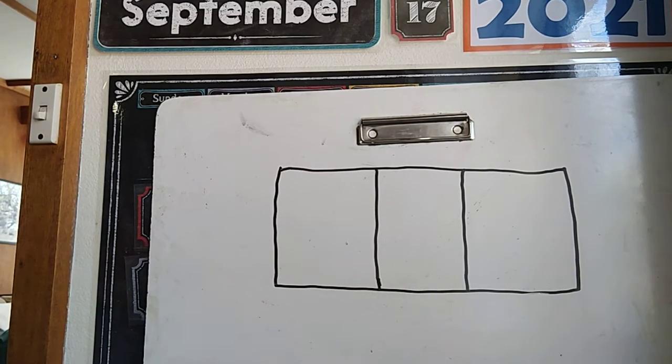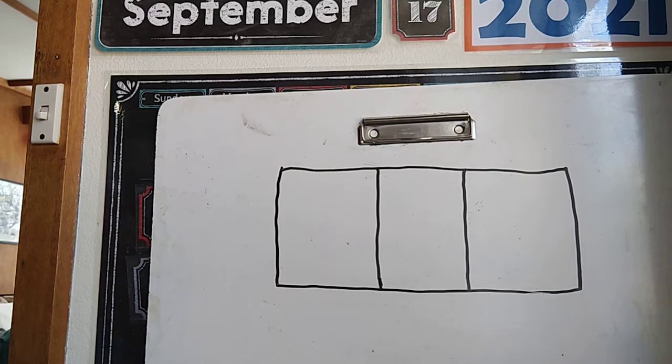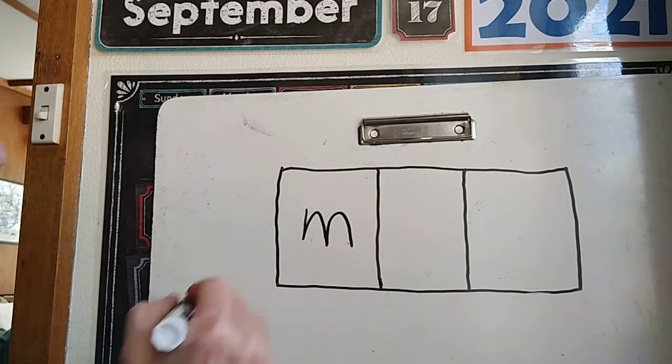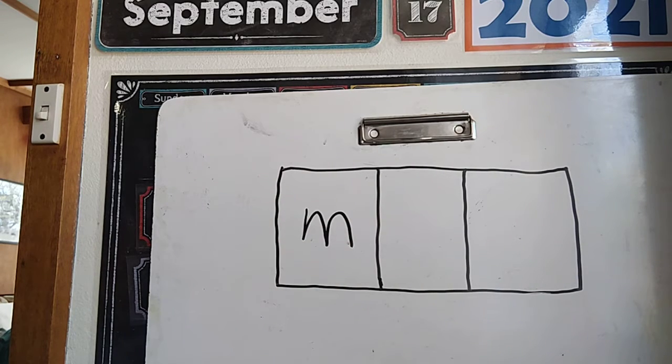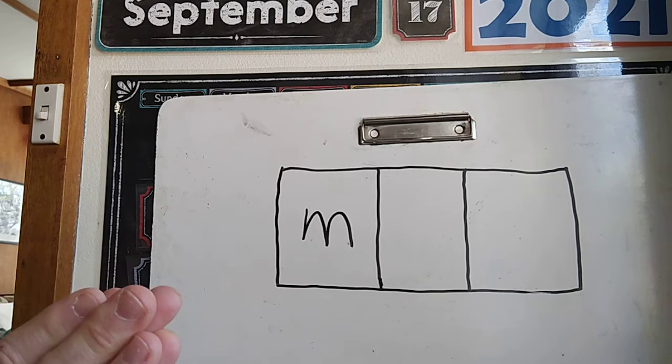Map. What's the first sound? All right. And what letter makes the sound? M. All right. Good. So now we have the first part of map. Now we need to listen for the second letter.